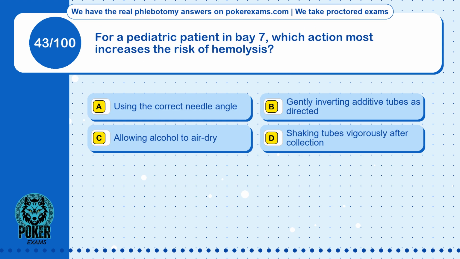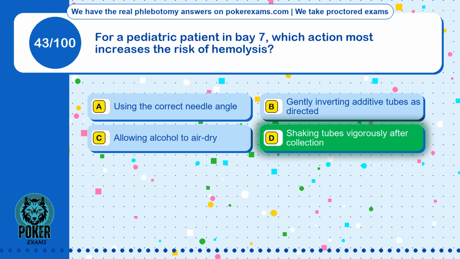Question 43. For a pediatric patient in Bay 7, which action most increases the risk of hemolysis? Option A. Using the correct needle angle. Option B. Gently inverting additive tubes as directed. Option C. Allowing alcohol to air dry. Option D. Shaking tubes vigorously after collection.